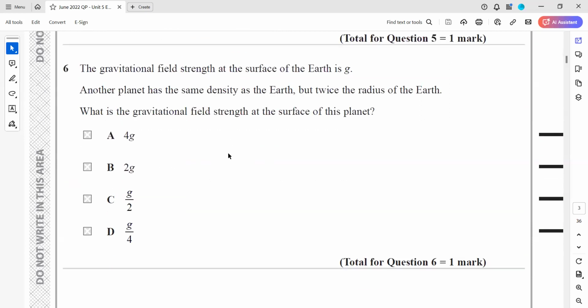The gravitational field strength at the surface of Earth is g. Another planet has the same density as Earth, but twice the radius. What is the gravitational field strength on the surface of this planet? So g = GM over r squared. The density is the same.